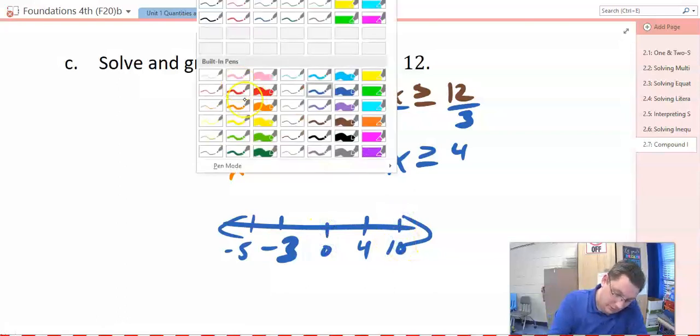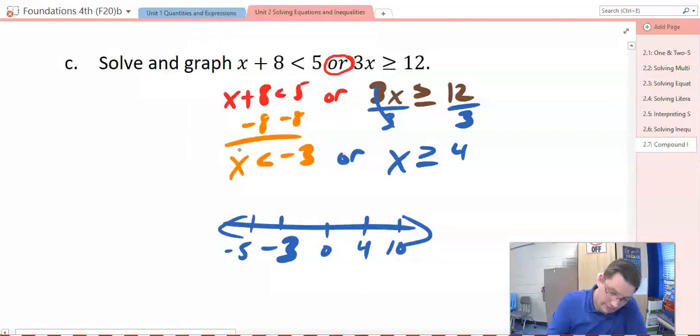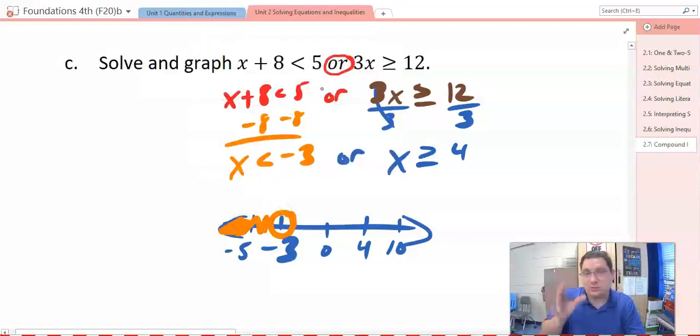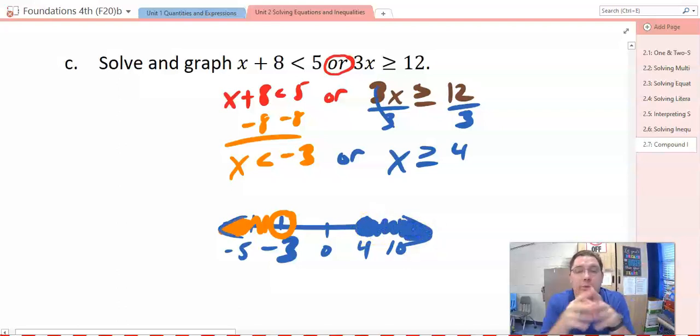So as we graph this, my first piece in orange, x is less than negative 3, so that's a circle at negative 3 shaded towards negative 5, because negative 5 is less than negative 3. And then same on the other side. x is greater than or equal to 4, so that's going to be what? A dot at 4 shaded towards 10, because 10 is greater than 4. And so again, make sure you get your two pieces on the graph, and that's it.